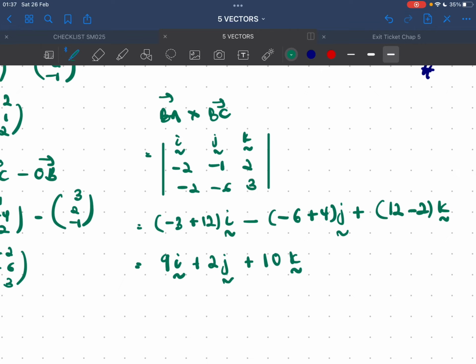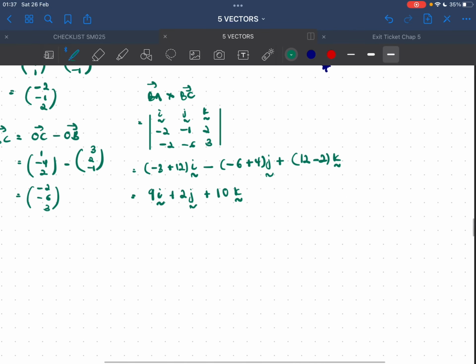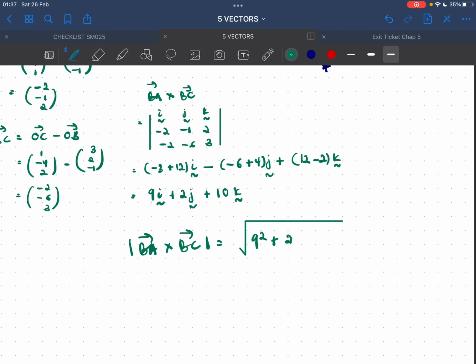So remember what you are going to find. You want to find the area of parallelogram, which the formula is the magnitude of PA cross BC. So basically now just to find the magnitude, which is square root of 9 squared plus 2 squared plus 10 squared, which we end up with 13.6 unit squared. So that is how we find the area of parallelogram.